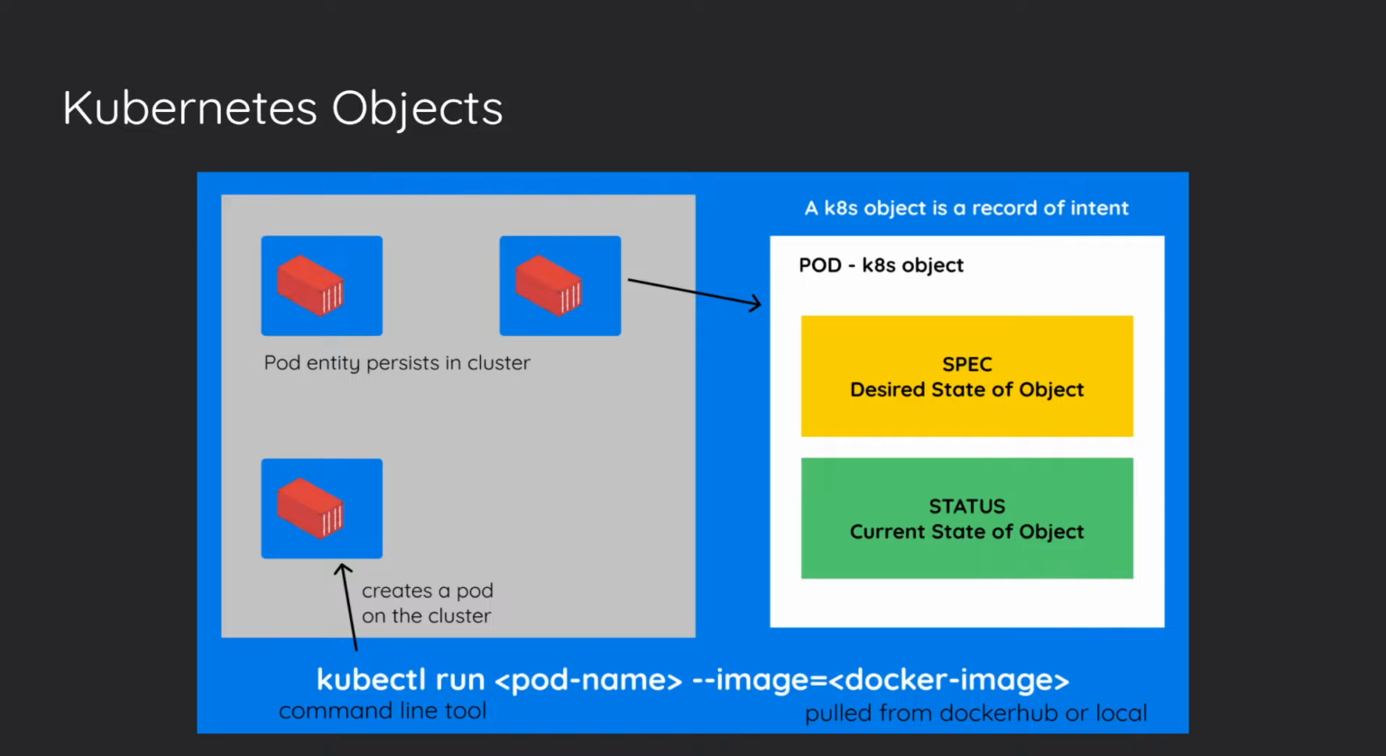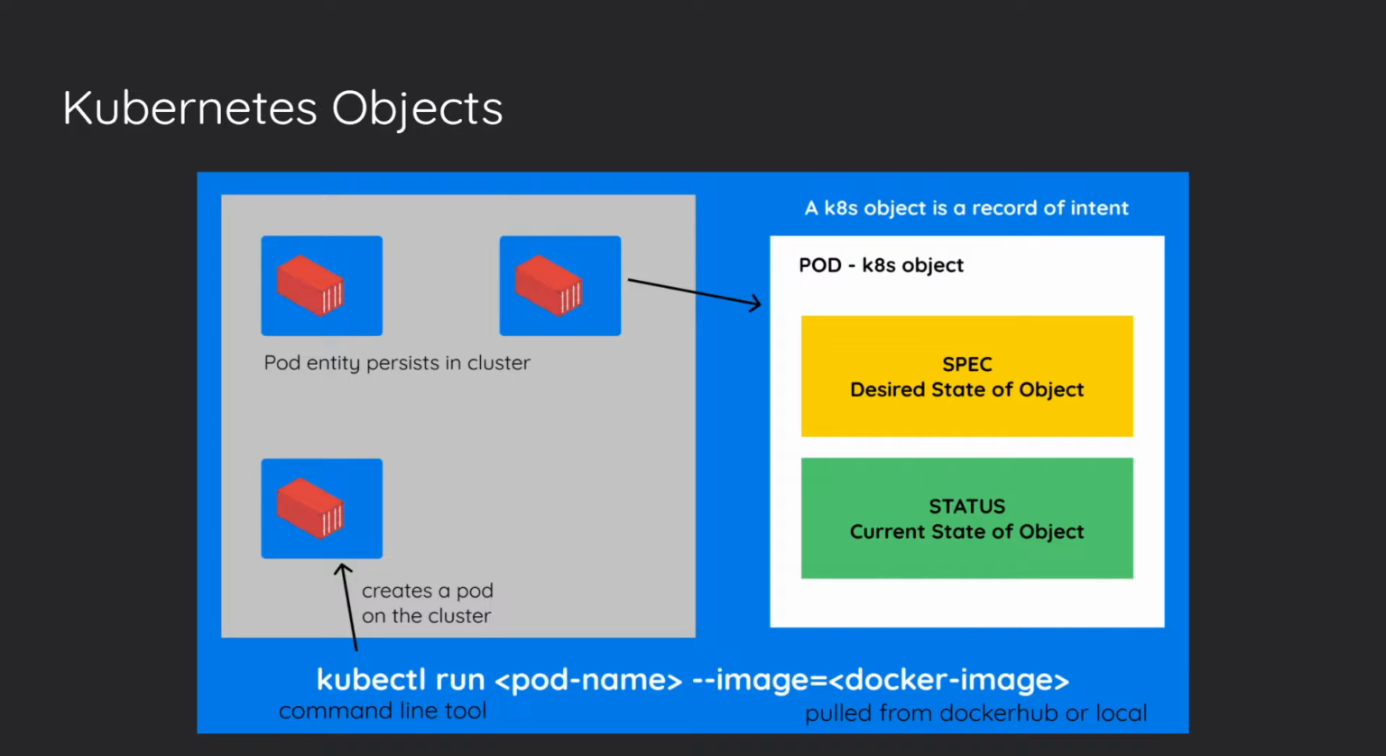You can create, modify, and delete Kubernetes objects using the K8S API. You can use the kubectl command line tool to make things easier, and this kubectl tool will make the necessary API calls for you behind the scenes. For example, you can run the kubectl run command with a pod name and a specific Docker image to create a pod with this image. If the Docker image exists locally, it'll get picked up, else it'll be pulled from Docker Hub.